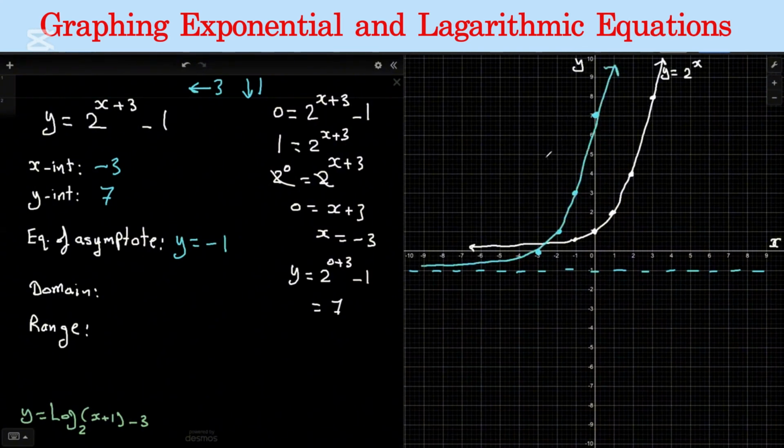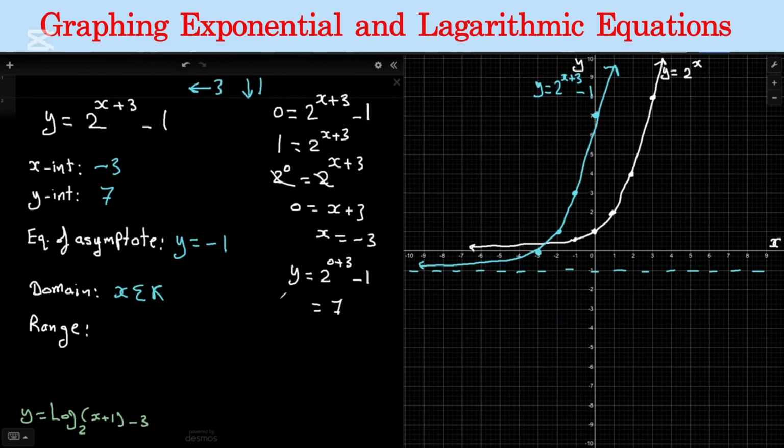And we have this. And this is how y equals 2 to the power of x plus 3 minus 1 looks. Yeah. So the domain for any exponential function is x is an element of R. It means x is a member of all real numbers, which covers all the x values from -infinity to infinity.